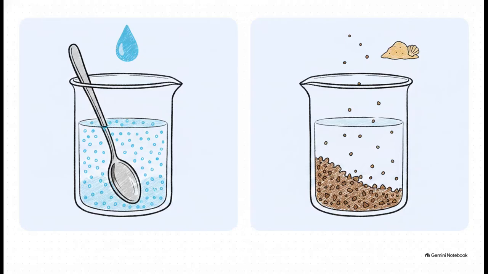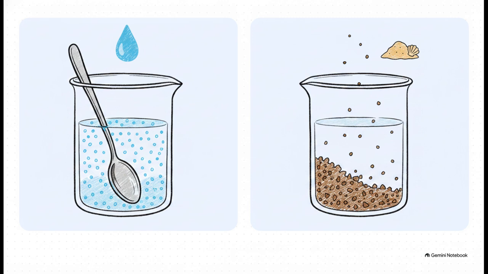Now, mixtures generally fall into two main camps. On one side, we've got homogeneous mixtures. Think of a perfectly stirred glass of sugar water. The very first sip is exactly as sweet as the last one, right? Because it has a perfectly uniform composition throughout the whole glass.